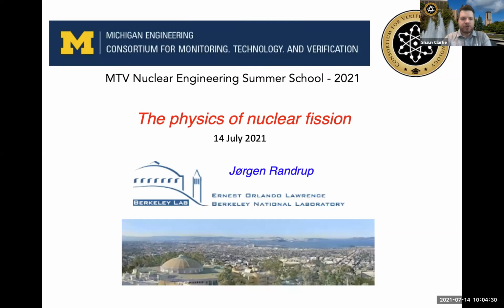Today, we have a guest lecturer, Dr. Jorgen Randrup, who is a senior physicist in nuclear theory at Lawrence Berkeley National Lab. His research is on theoretical nuclear structure and heavy ion collisions at various energies, from just above the Coulomb barrier all the way up to the relativistic regime. In recent years, his interest has been in fission, and particularly with focus on nuclear shape evolution. So Jorgen, the floor is yours.